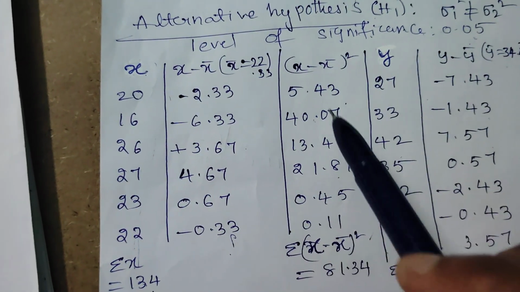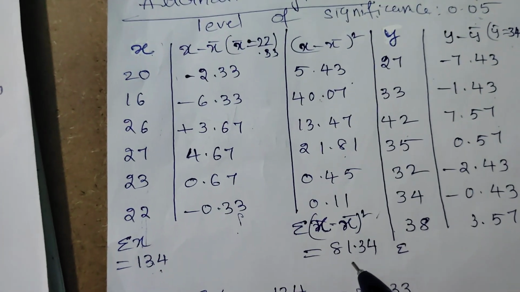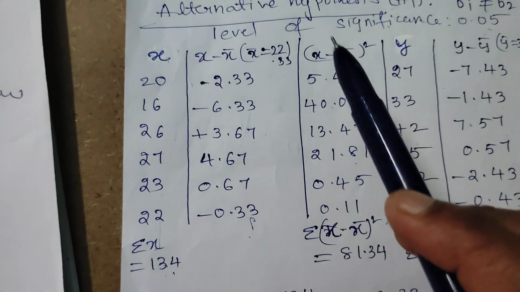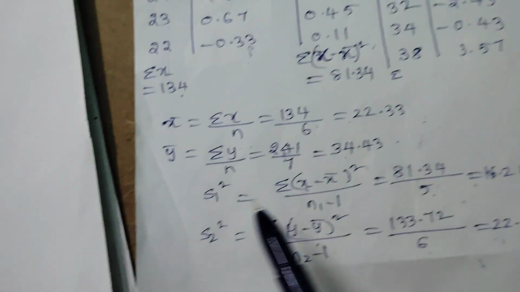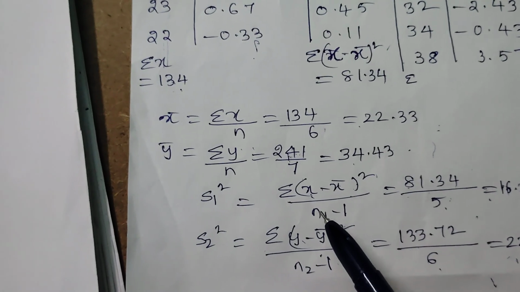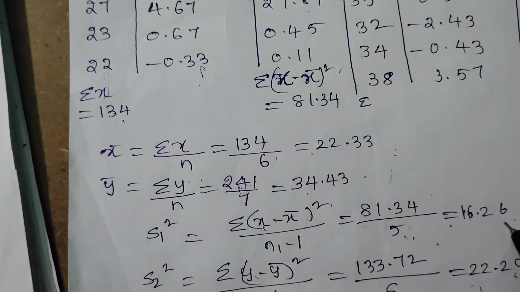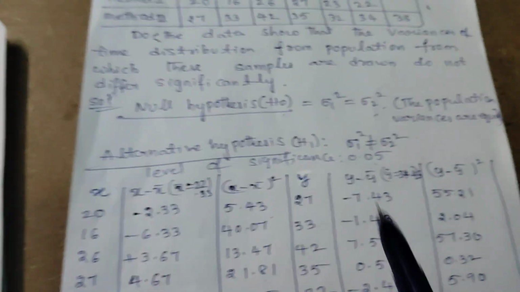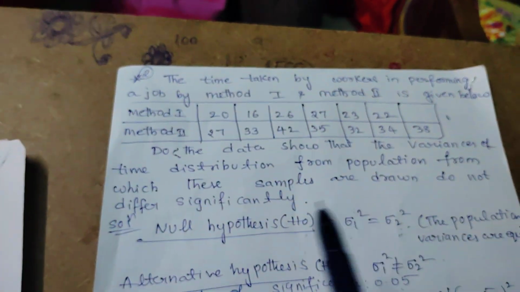Now add all these values, we get sigma (x minus x bar) whole square equal to 81.34. So the summation of all these values we get 81.34. Now the S1 square value is what? 81.34 divided by the number of observations, 6 minus 1, 5. Okay, that means 16.26. Okay, next, the method 2 information I have written as y. So here the given method 2 information I denoted by y.